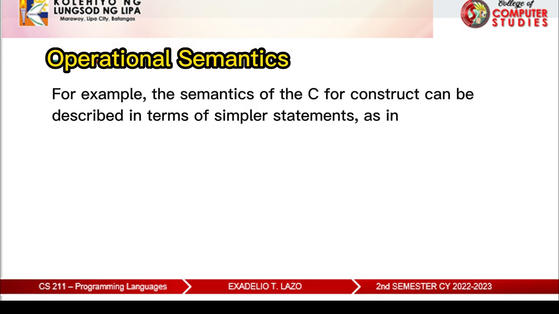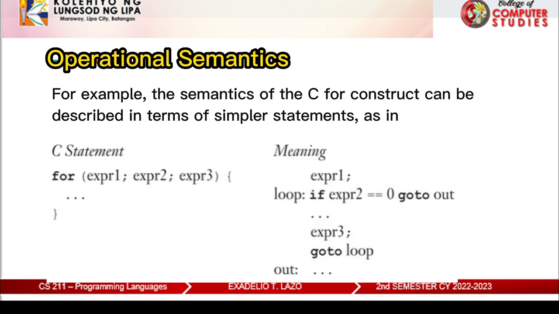For example, the semantics of the C for construct can be described in terms of simpler statements, as in... The human reader of such a description is the virtual computer and is assumed to be able to execute the instructions in the definition correctly and recognize the effects of the execution.